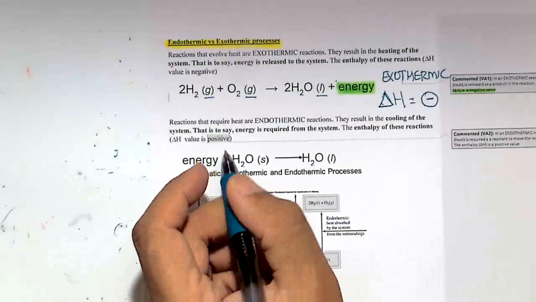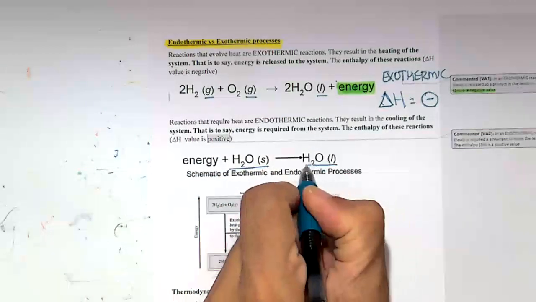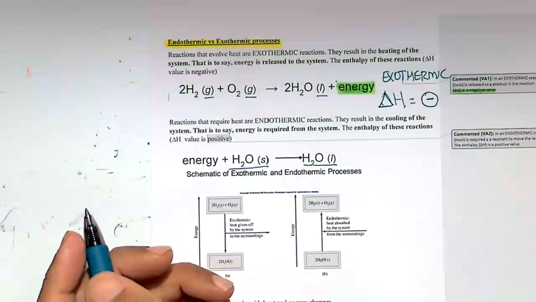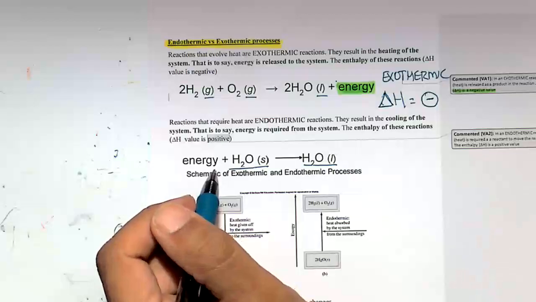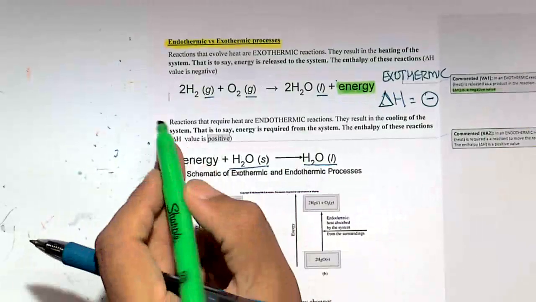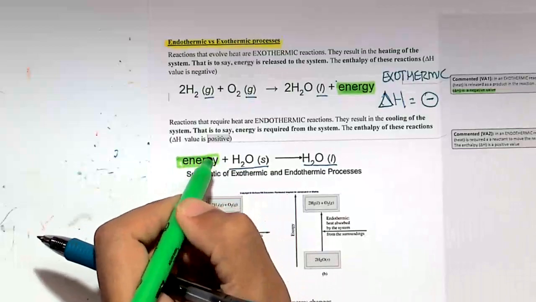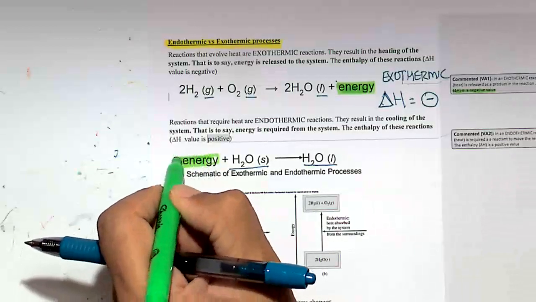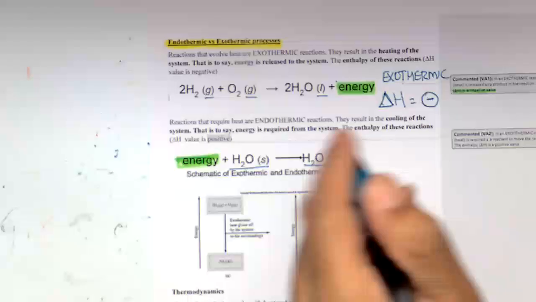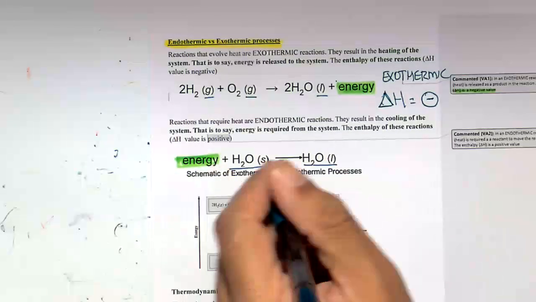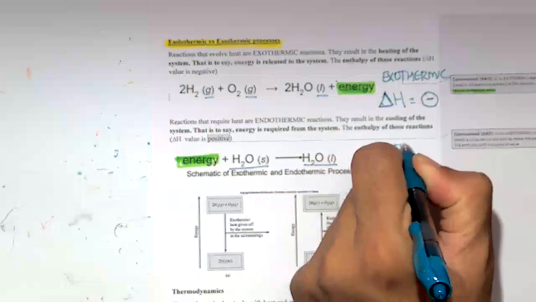All right, let's look at this reaction with me. Here we have water as a solid going to water as a liquid. And what else do we see here on the reactant side? We see energy. So this requires an input, some sort of push to make solid water reactant go to liquid water product. So here energy is on the reactant side. This is called an endothermic reaction.